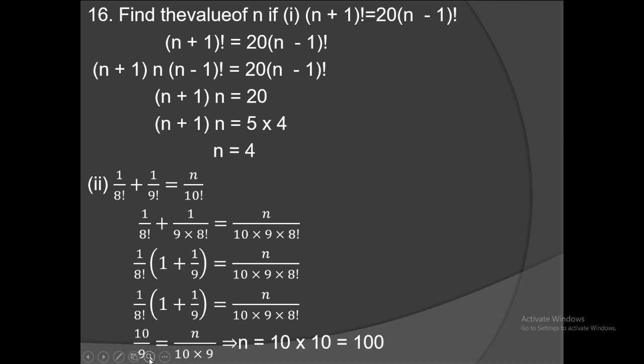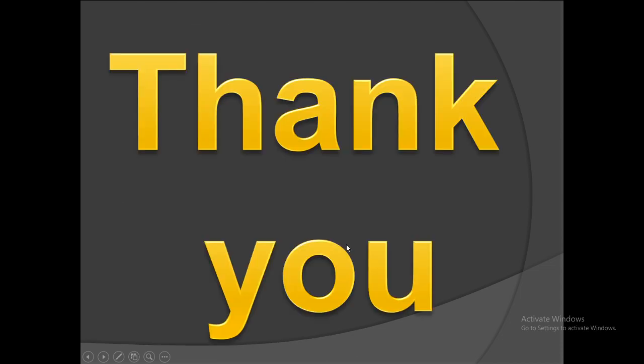And now see here also I have n divided by 10 into 9. So cancelling 8 factorial on both sides, now you see 9 and 9 in the denominator. So this 9 and this 9 can be cancelled. Bringing this 10 to this side, n is equal to 10 into 10. So finally 10 into 10 is equal to 100. So the value of n is 100. So that's all. We have completed this exercise. That's all. Thank you.